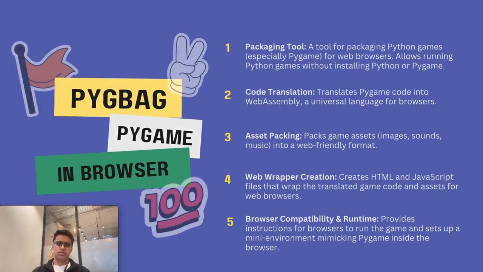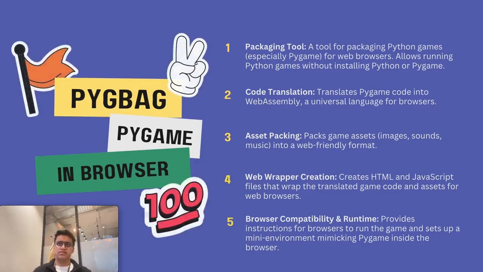So this is mostly just more information on PyGBag. Let me quickly give you an intro. PyGBag here acts as a translator. It converts your Python code into WebAssembly. We have asset packing. So PyGBag acts as a packaging service. It packs the game assets, could be images, sounds, music, and everything, and then creates a friendly format for your browsers. Could be any browser.